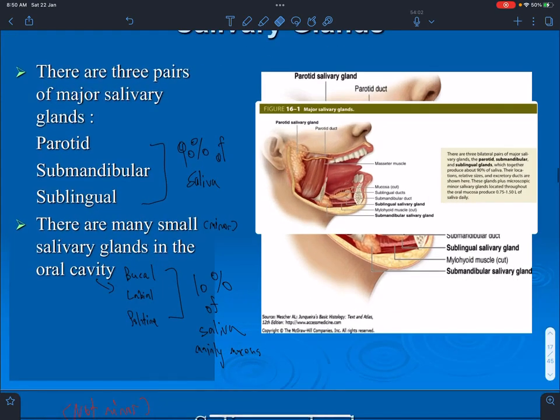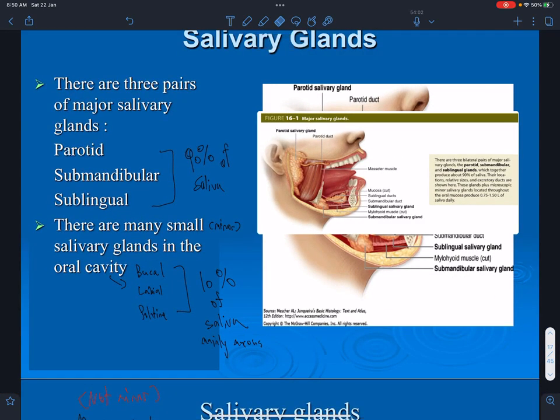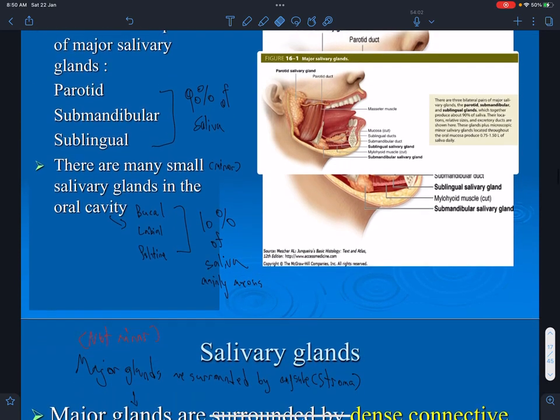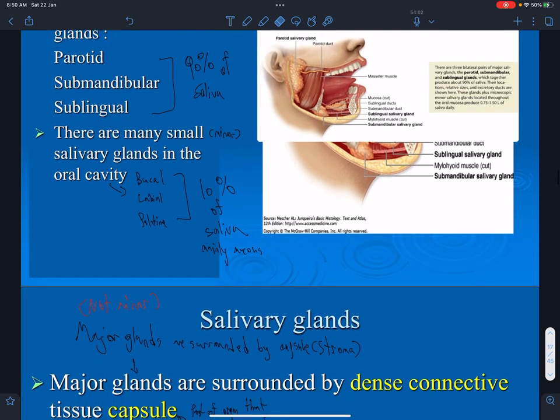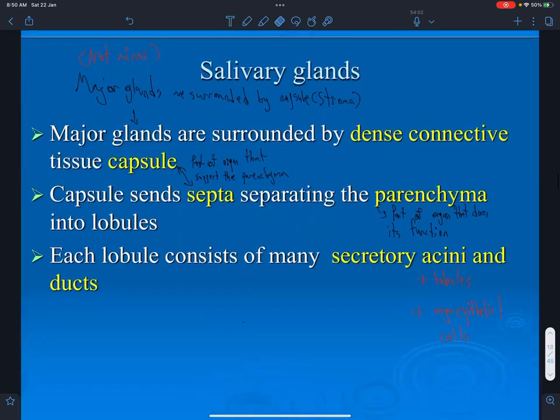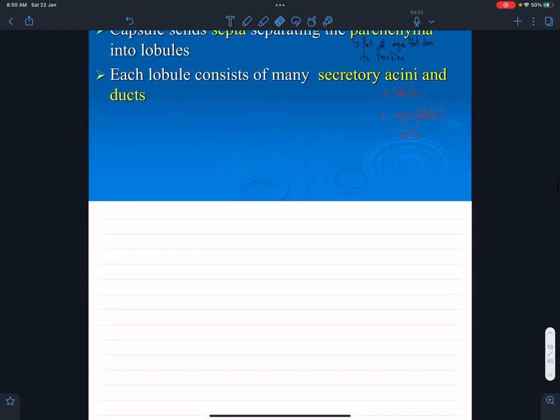So when we look at the histology, we're not going to focus on the minor glands. We're going to focus on the major ones, okay? But this is something to keep in mind, that we don't just have major glands. If we want to look at the histology of the parotid, submandibular and sublingual glands, these exocrine glands, we have to first summarize it in a beautiful picture, all right?